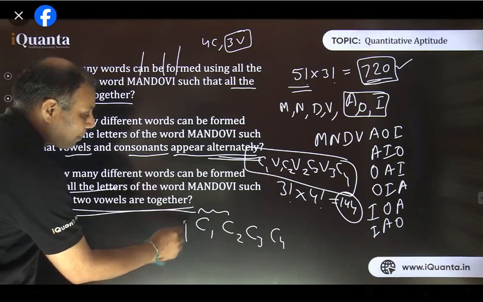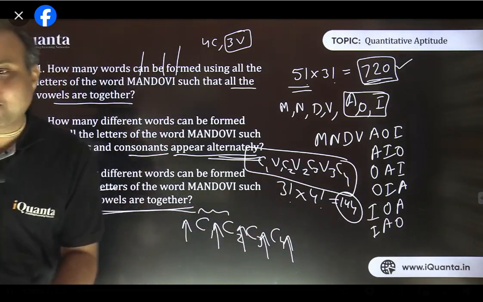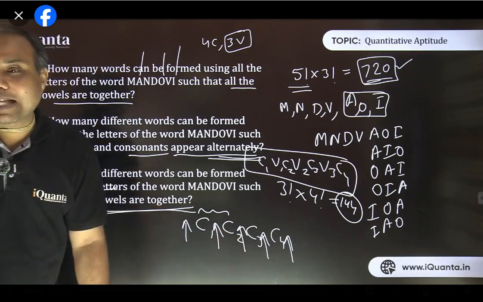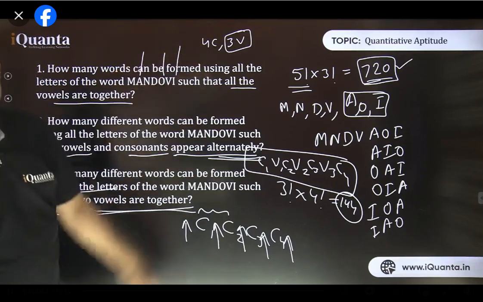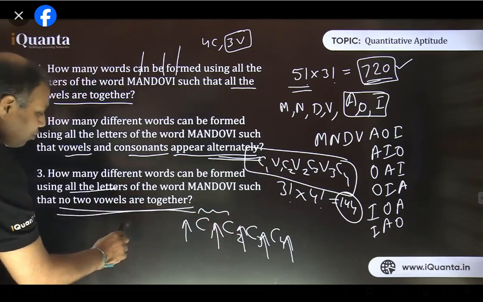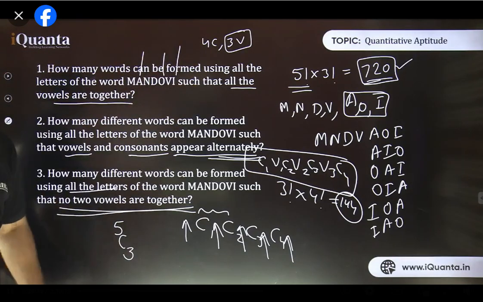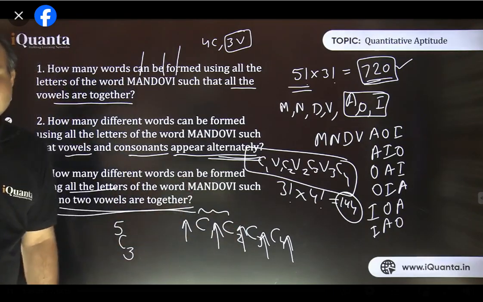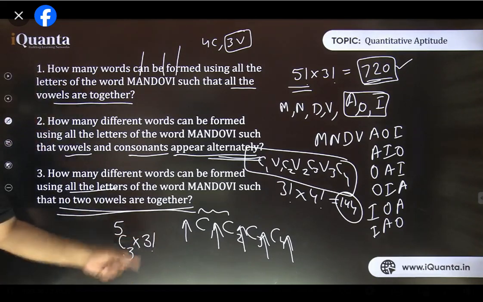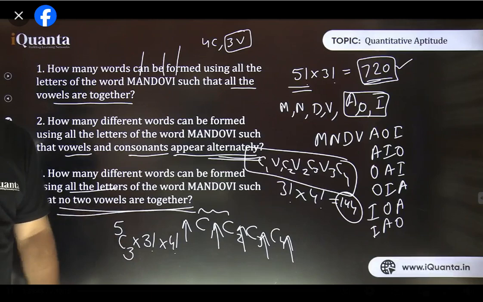So for vowels, we have this 1st place, 2nd place, 3rd, 4th, 5th. Among these 5 places, anywhere I can put vowels, but only 1 vowel at a place. Out of these 5 places, how many places do I need to select for the vowels? There are only 3 vowels available. It is 5C3, right? I need to select 3 places where I can put the 3 vowels. So now the places for the vowels and the consonants have been fixed. The 3 vowels can be arranged among themselves in 3 factorial ways, and the 4 consonants in 4 factorial ways. So this is our answer.